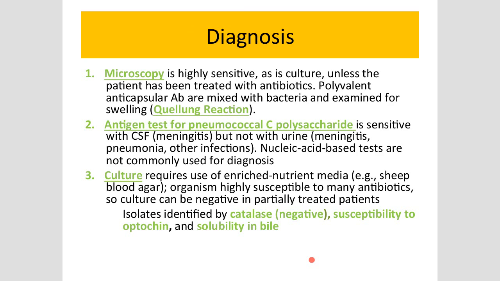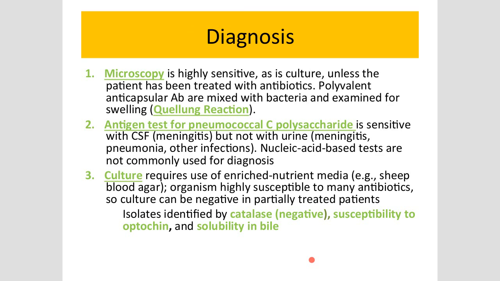And you can see they have a very important feature: the bacteria has a capsule, right? And we have a polyvalent anti-capsular antibody. So we take the bacteria and mix it with this polyvalent antibody, so the bacteria seem under the microscope to be swollen. We call that the Quellung reaction. That's a very common test done only for this bacteria. We can also look for the antigen for pneumococcal C polysaccharide, especially in meningitis patients. And we can also look for nucleic acid-based tests.